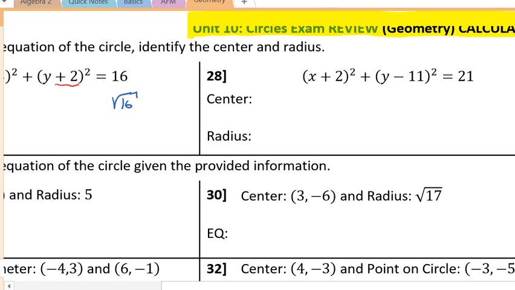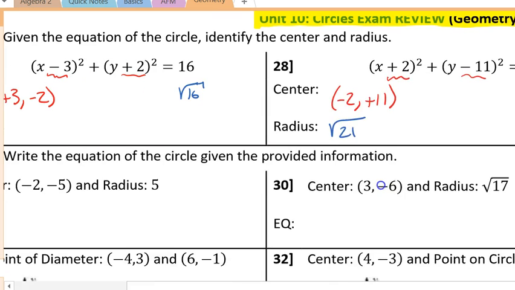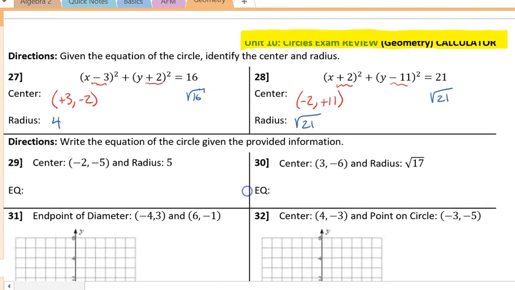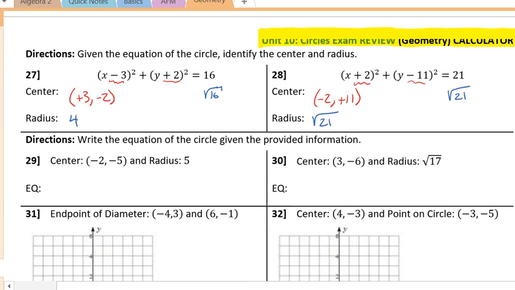Question number 28. What is the center? Well, I need the opposite x, so that's going to be negative 2, and the opposite y, which is going to be positive 11. For the radius, I need to take the square root of whatever number's here. Square root of 21, not really that nice, so we're just going to leave it as the square root of 21. And we're done.